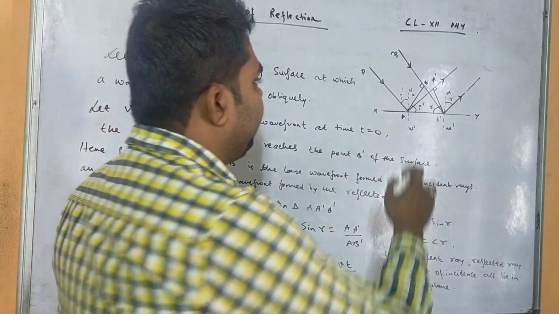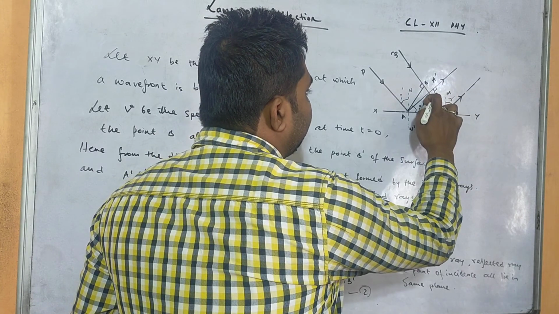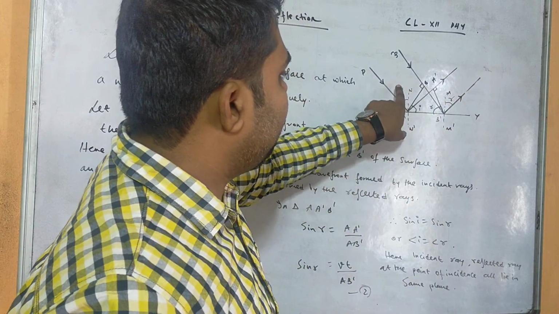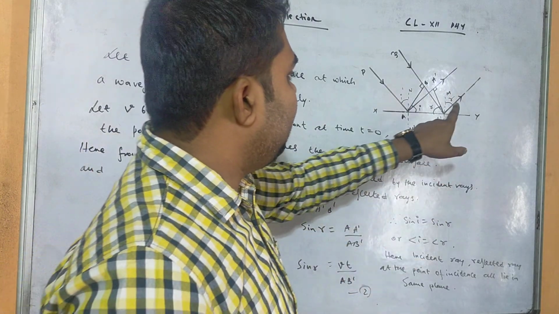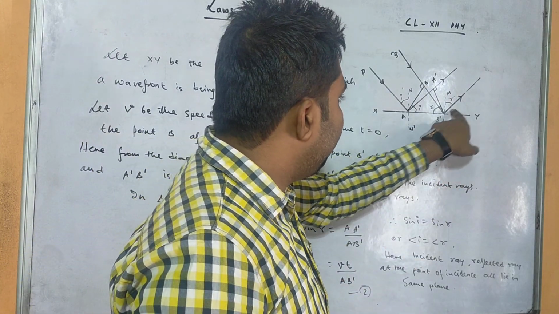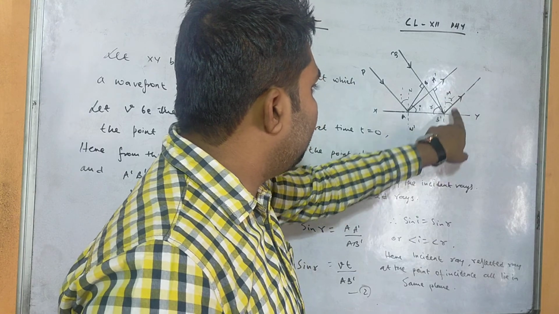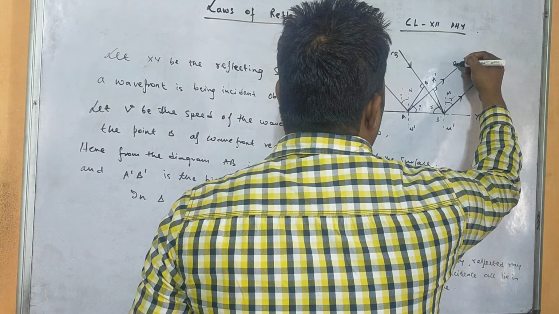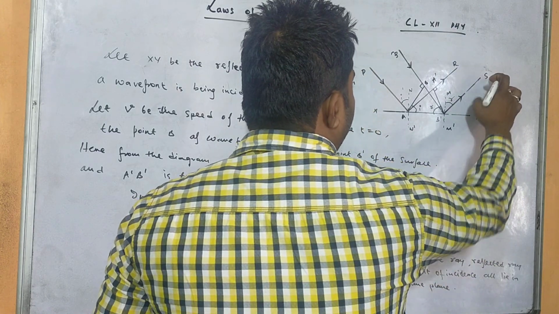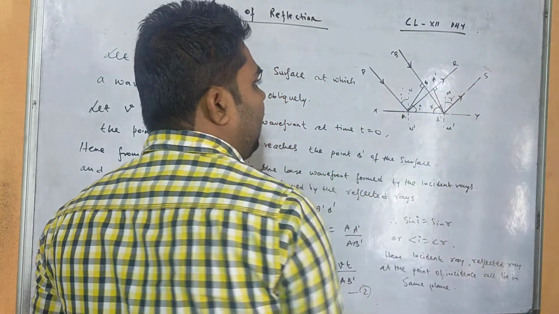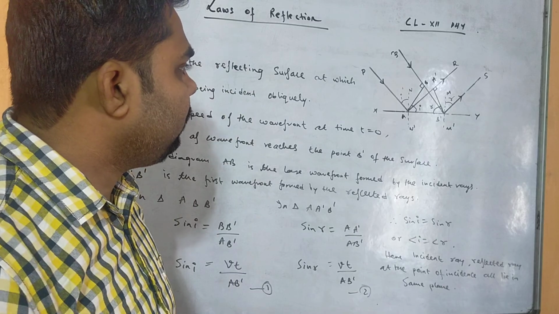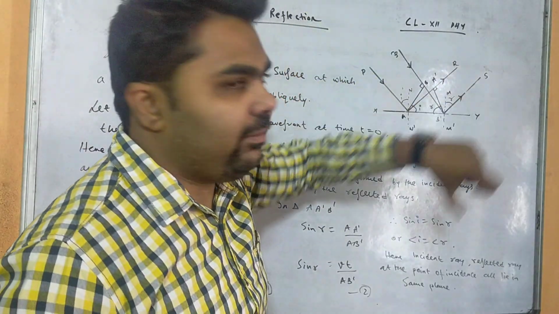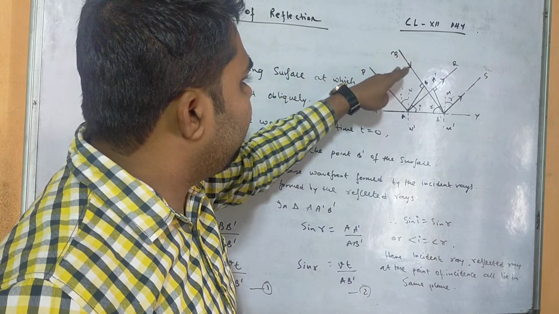The angle subtended between the incident ray, that is PA, and the normal is called the angle of incidence. The angle subtended between the reflected ray and the normal is called the angle of reflection. If I name it RS, then SB' and RA are the reflected rays. One more thing we have made here: when the incident rays fall on the reflecting surface, many wavefronts are formed.